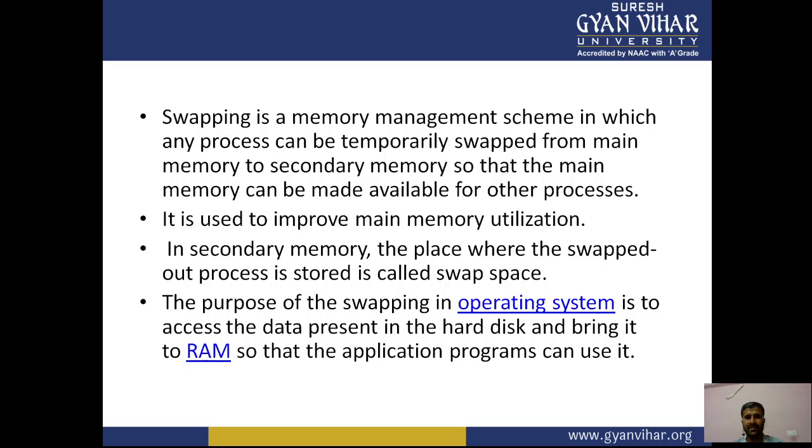The place where the swapped out process is stored is called swap space, right? In the secondary memory there is a certain kind of space, and this particular space we call swap space. The purpose of swapping in an operating system is to access the data present in the hard disk and bring it to RAM so that application programs can use it, right?